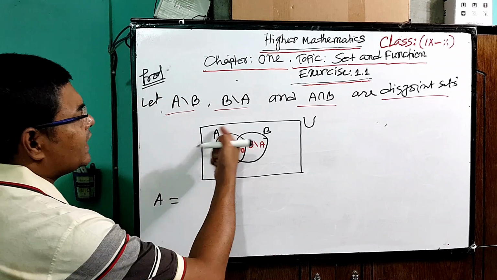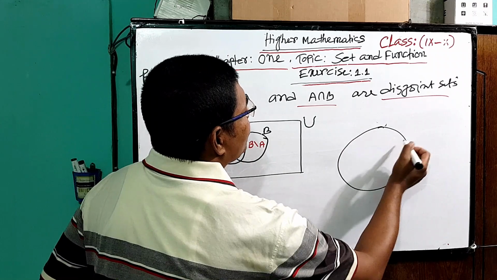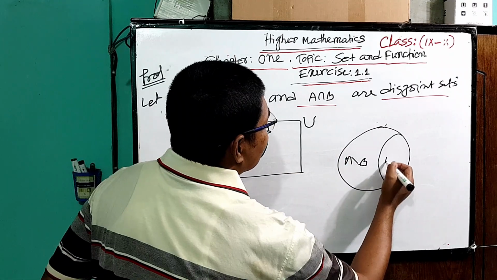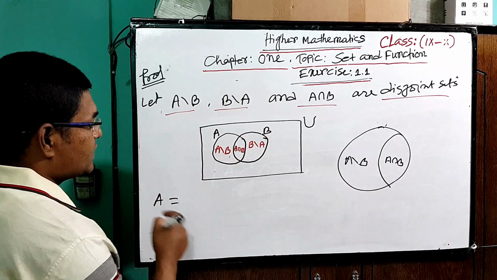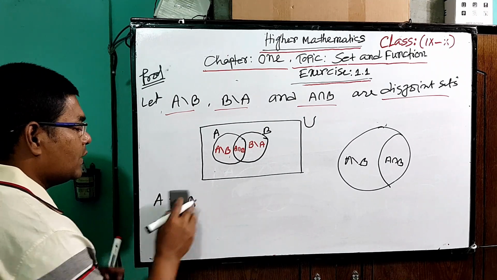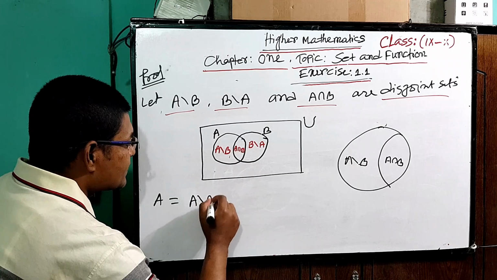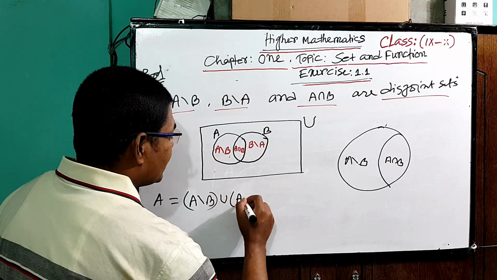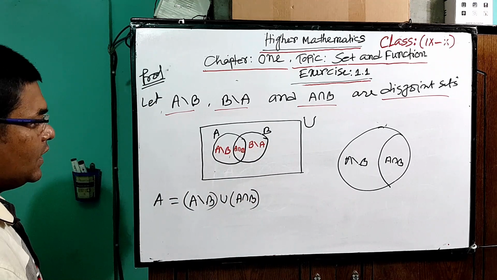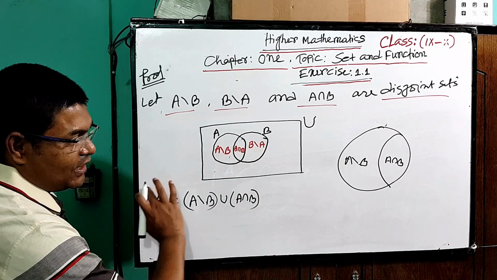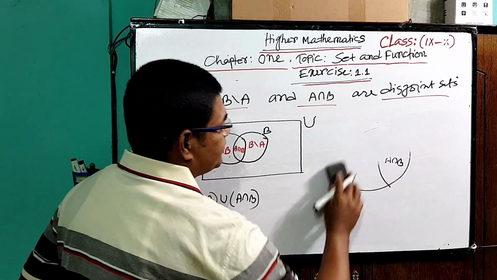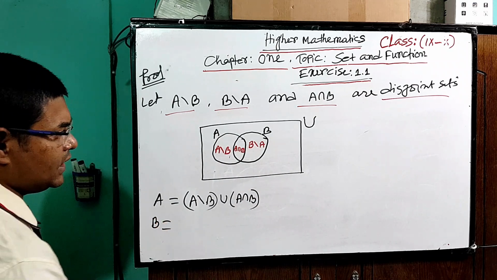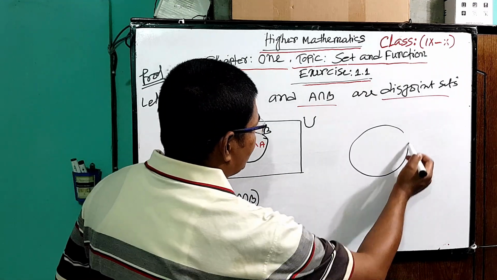Okay, so in the figure A, we can see here is A difference of B, and here is A intersection of B. So A equal to, you can say here, A difference of B union A intersection B. So already we have completed set A.